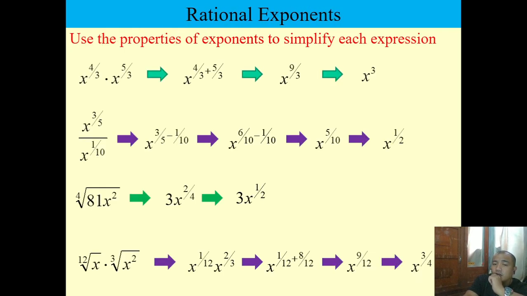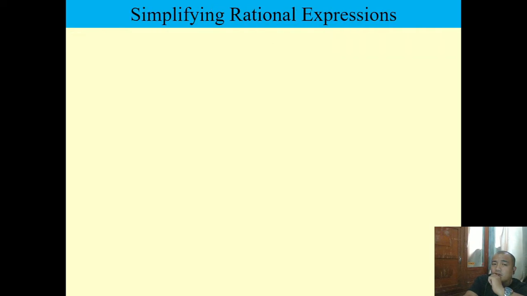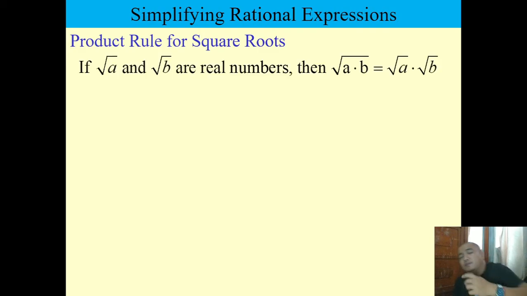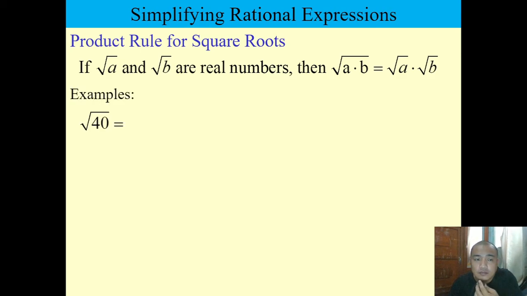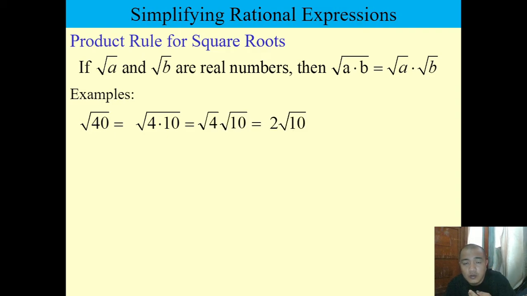Finish. Next, another one: the product rule for square roots. If the square root of a and the square root of b are real numbers, then the square root of a times b means the square root of a times the square root of b. The square root of 40 means the square root of 4 times 10, and can be written as the square root of 4 times the square root of 10. The square root of 4 is 2, so 2 square root of 10. That's the answer. This is how we simplify the square root of 40.